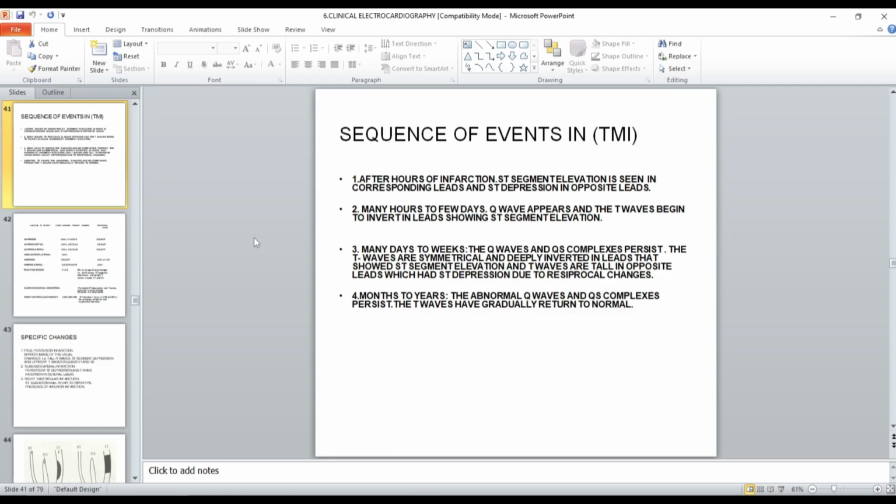corresponding leads. Many hours to a few days after, there will be appearance of pathological Q waves and T wave inversion. Days to weeks after, the Q or QS complex will persist, the T wave inversion becomes symmetrically deep and inverted, and the ST elevation will regress. Months to years after, the Q and QS will persist, while the T wave will gradually return to normal.